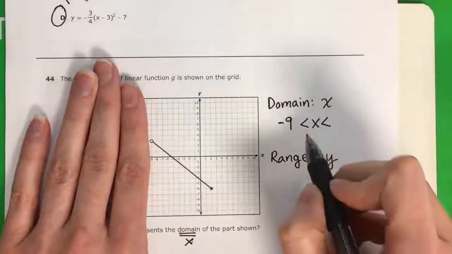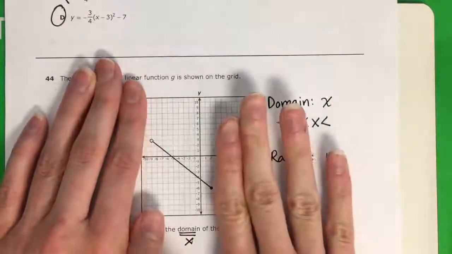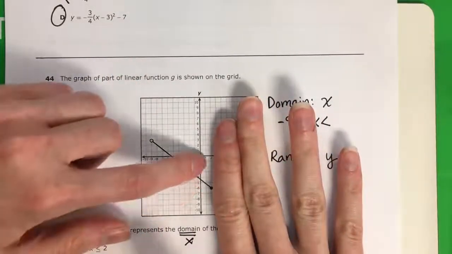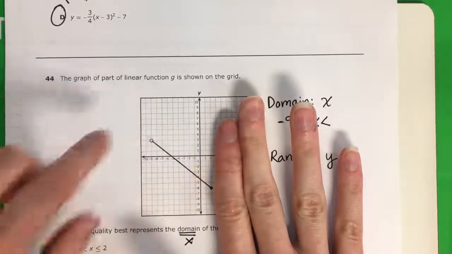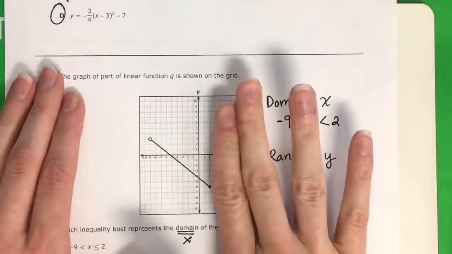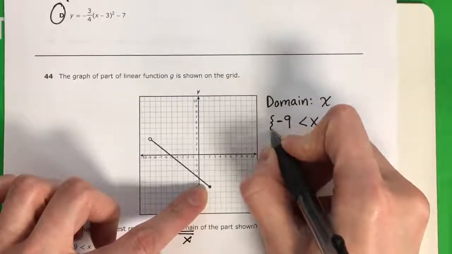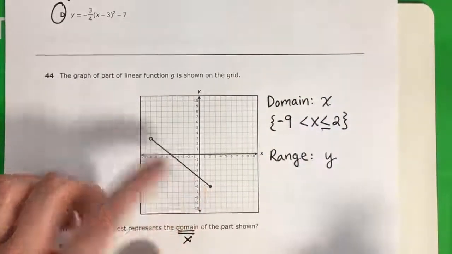No color in the circle, so no line down. Now put your hand on the right. What number am I touching here? I'm touching the number 2. So I'm going to put 2 here. And yes, there's a color, so yes line. And put your braces. Now the range.